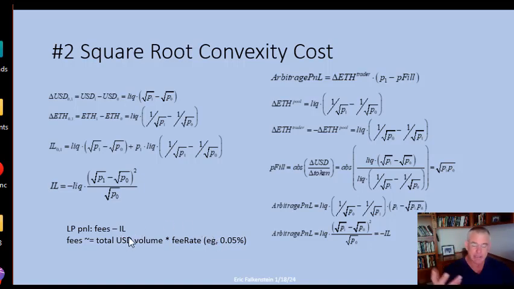They should be making, in options, you make it via theta, the option decay. But in these AMMs, you get a fee. So, and fees are easy to measure.